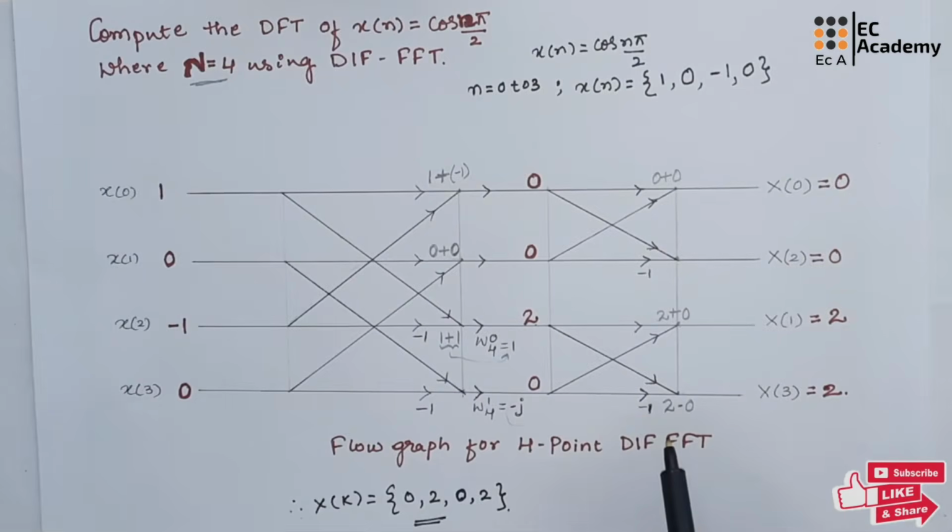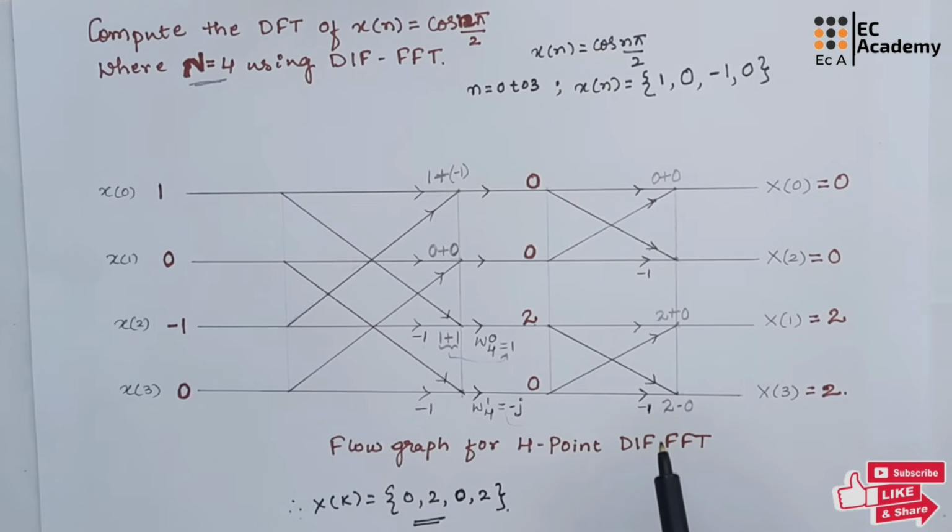This is about the problem on DI of FFT for n is equal to 4. I hope you have understood the topic.